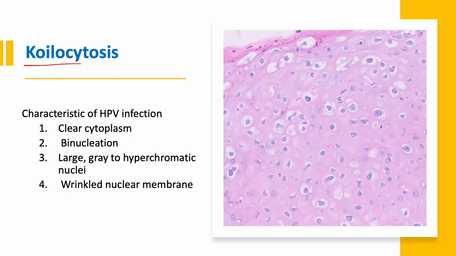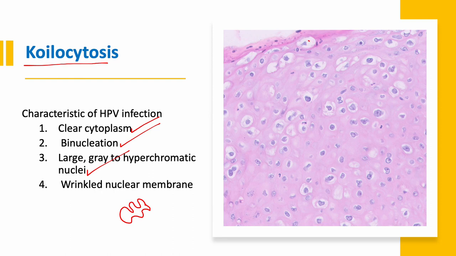Koilocytosis is the cytopathic change associated with HPV, characteristically including clear cytoplasm, binucleation, large hyperchromatic nuclei, and a wrinkled nuclear membrane. The wrinkled nuclear membrane, I can draw it like this to demonstrate the name. Also, we call it raisinoid nuclei. Raisinoid means like a raisin, meaning the nucleus looks like a raisin.